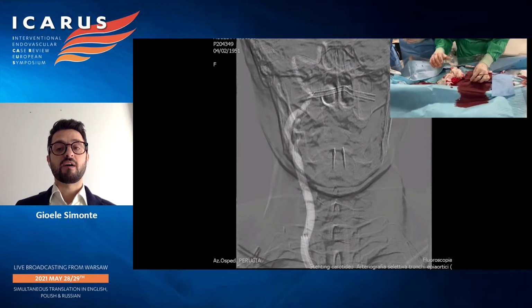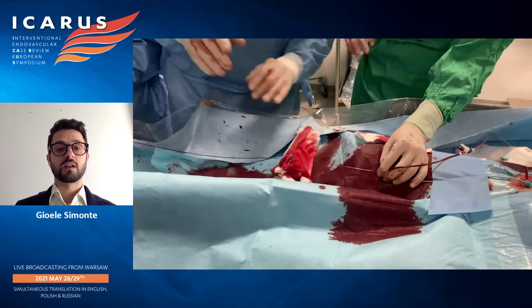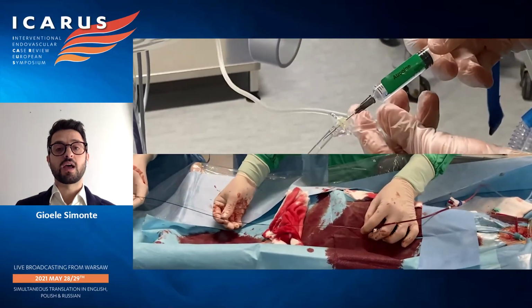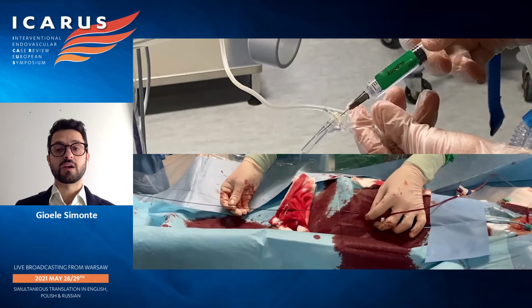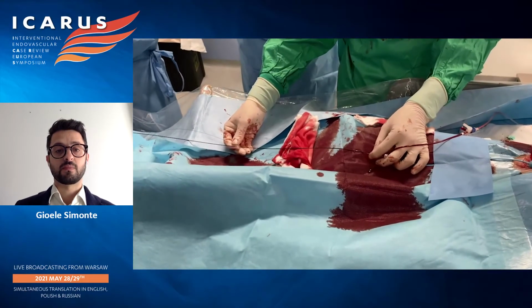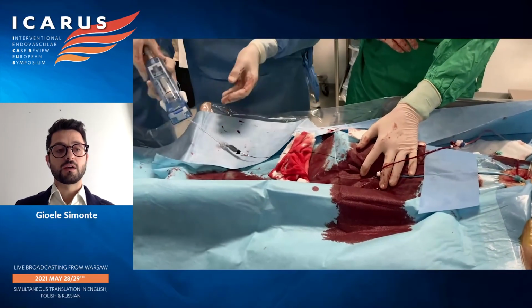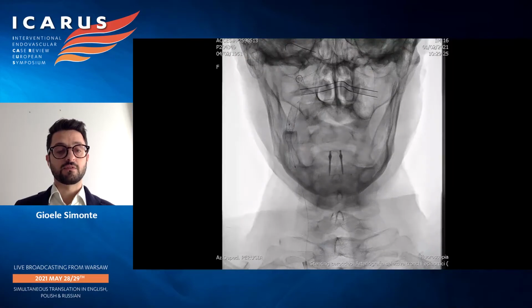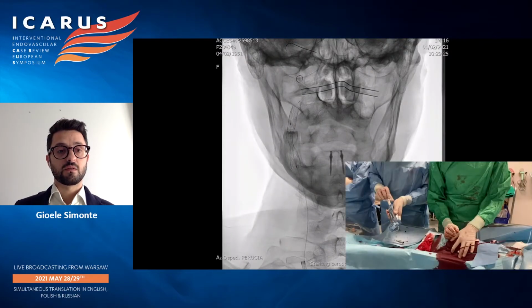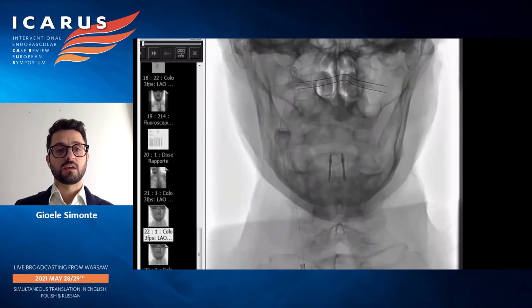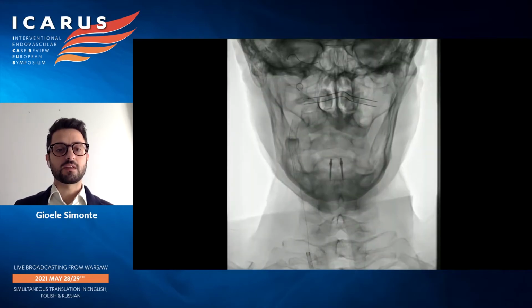A 5.5 or 6 millimeter balloon, depending on the diameter of the internal carotid artery, is advanced, while atropine is administered to prevent bradycardia and hypotension. Here you see the advancement of the balloon, and then quick post-dilatation of the stent is achieved. And you can see how after post-dilatation in this high-quality image, the stent really adapts to the patient's anatomy.